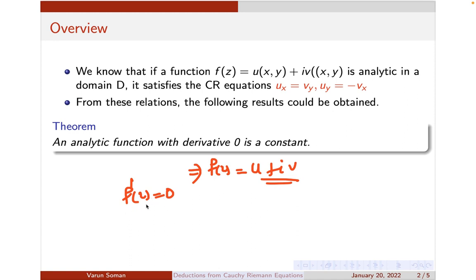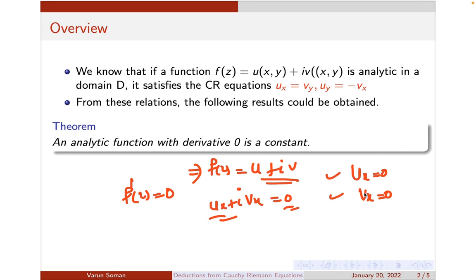Now you know what f dash of z is. We have already derived it. What is the value of f dash of z? F dash of z is actually ux plus i into vx, right? Now it is given to you that this is equal to 0. So what can you say of ux? Ux is equal to 0 and vx is equal to 0, because two complex numbers are equal if and only if their real parts and their imaginary parts are the same. So ux is equal to 0, vx is equal to 0.